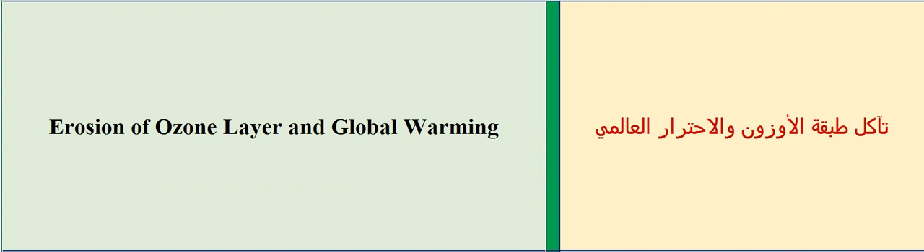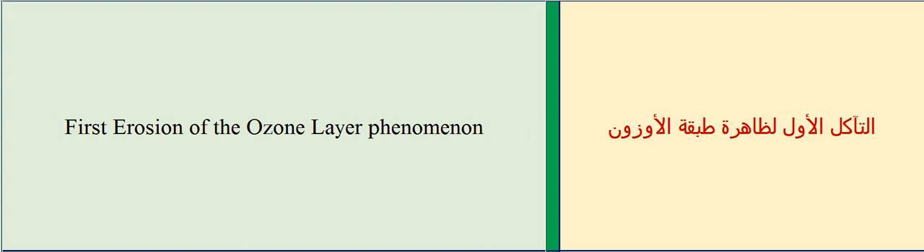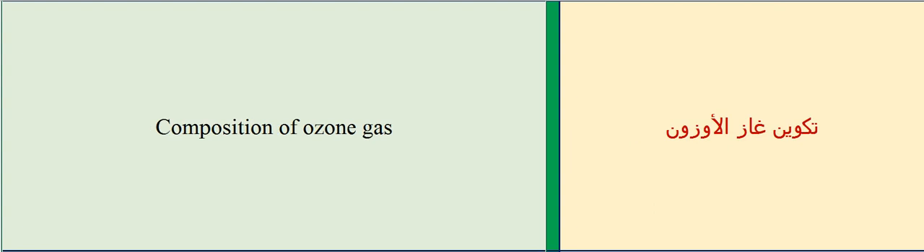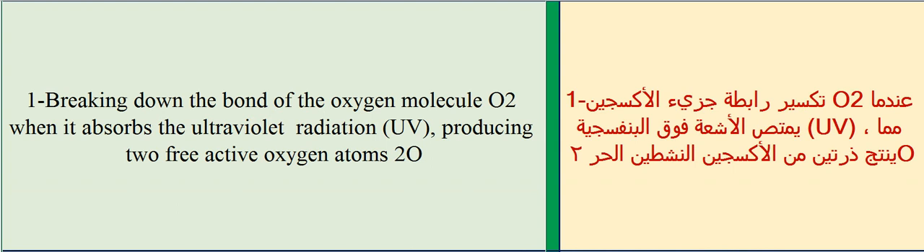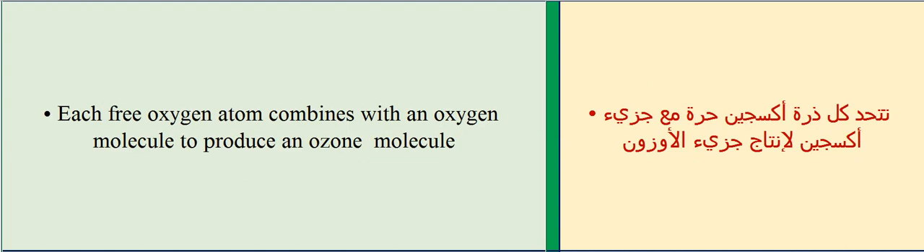Lesson 2. Erosion of ozone layer and global warming. First, erosion of the ozone layer phenomenon. Composition of ozone gas. 1. Breaking down the bond of the oxygen molecule O2 when it absorbs the ultraviolet radiation, UV, producing two free active oxygen atoms 2O. 2. Each free oxygen atom combines with an oxygen molecule to produce an ozone molecule.